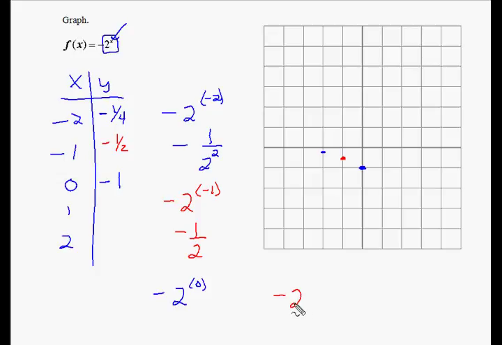So if we try our negative 2 raised to the 1 power, well, anything raised to the 1 power just is itself, which is negative 2. So at positive 1, we're negative 2. So as you can tell now, we've got another decreasing function. And putting in our last value from our table, 2 raised to the second power is 4, so our answer is negative 4.